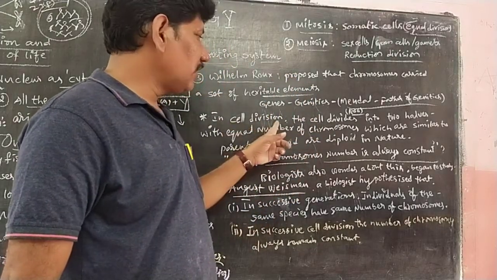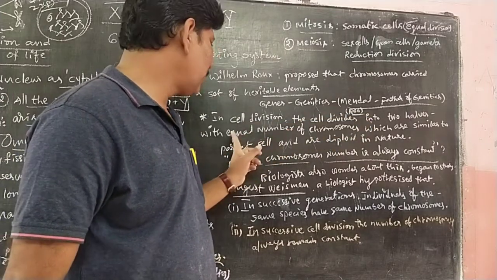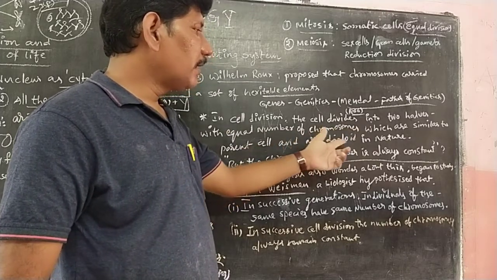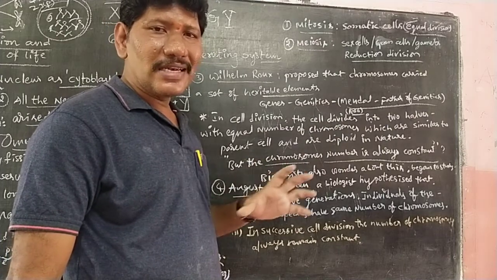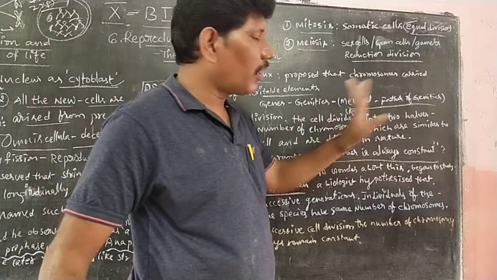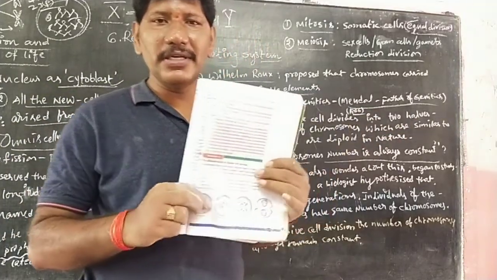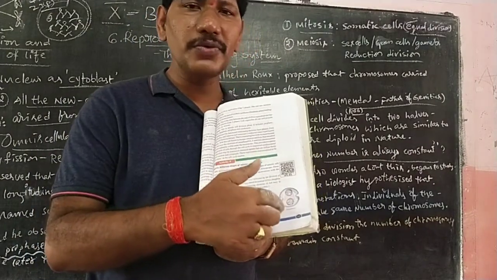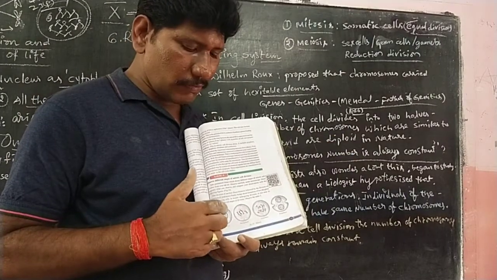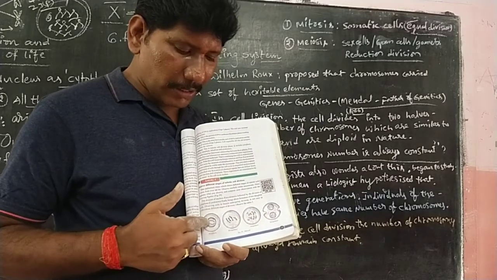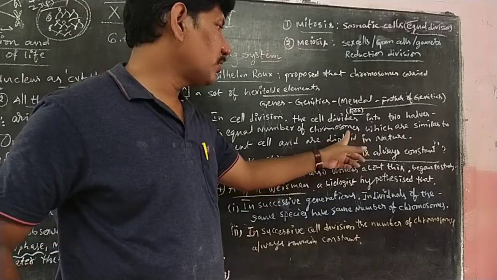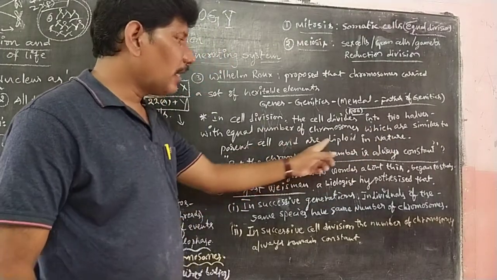Next, in cell division, the cell divides into 2 equal halves with an equal number of chromosomes, which are similar to the parent cell and diploid in nature. It's very important. So during cell division, what will happen? Once again I repeat: the cell divides into 2 equal halves, as we showed. One cell is divided into 2 daughter cells which have the same number of chromosomes. See here, 4 chromosomes, 4 chromosomes, similar to the parent cell and diploid in nature.